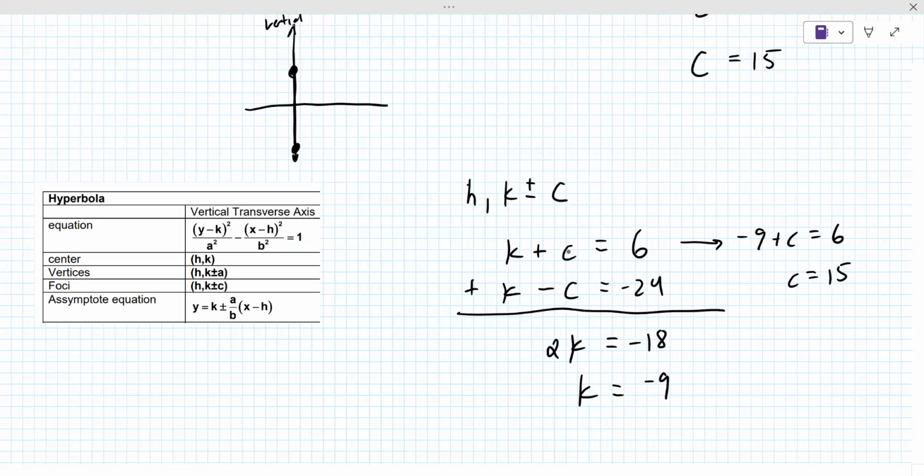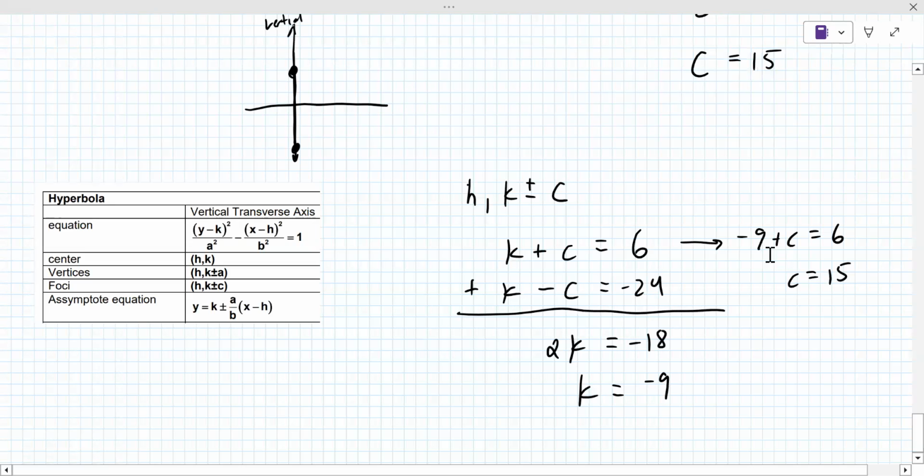Any questions on that? So -9 plus C, so the K plus the C equals 6. Oh, well, okay, yeah, that makes sense. I got it now.